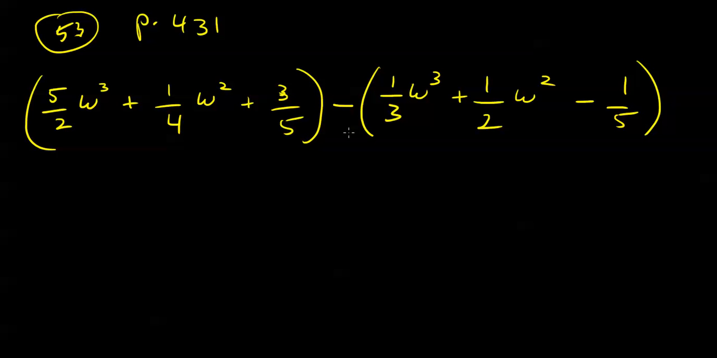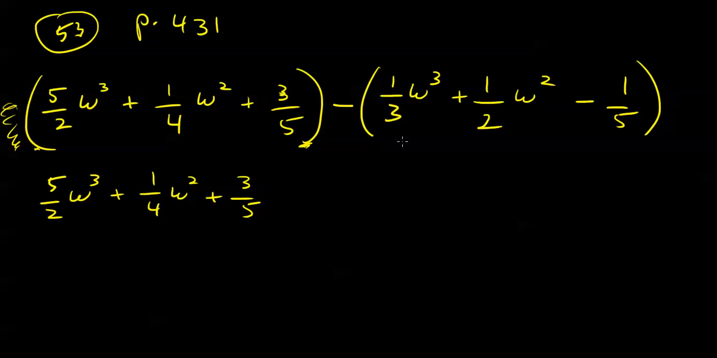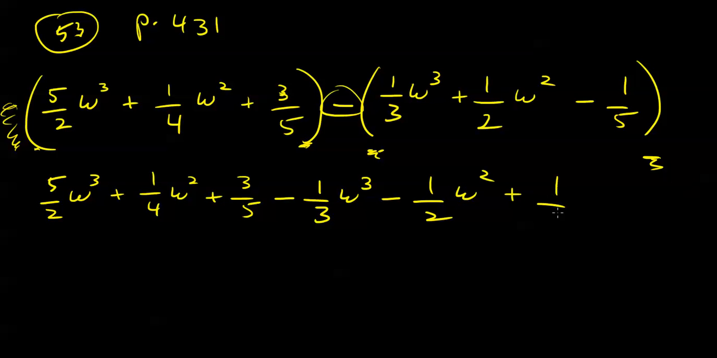Alright, let me go ahead and rewrite this. I'm going to rewrite this first trinomial. Nothing's going on outside these parentheses, so I can essentially drop these parentheses. Now to drop these parentheses here, I'm going to have to distribute that negative sign through, carry that through all terms in that second trinomial. In other words, change the sign of all the terms.